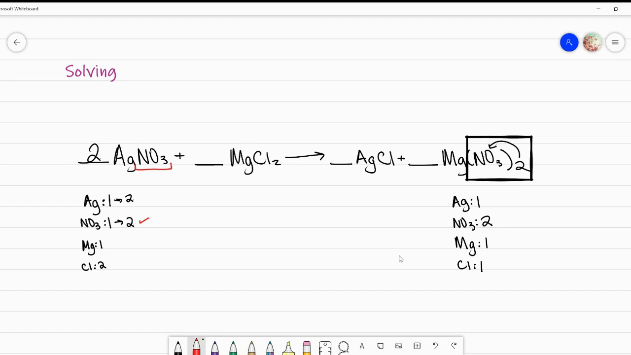So great, our nitrates are even, but now our silver isn't. So I'm going to add a 2 here so we can have 2 on this side. Great, silver is equal, but we also have to remember that we have to multiply chlorine by 2. Well, great, the other side actually had a 2 for chlorine too. So now it is solved. And just remember, if you don't use any coefficient in front of something, just put a 1. Great.